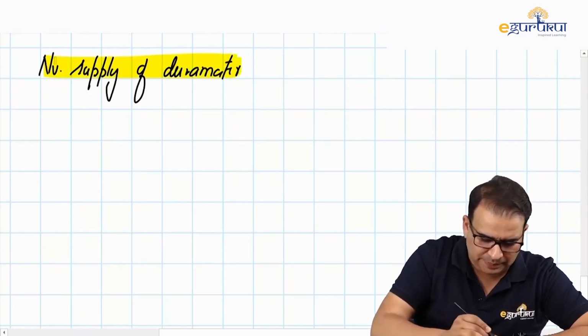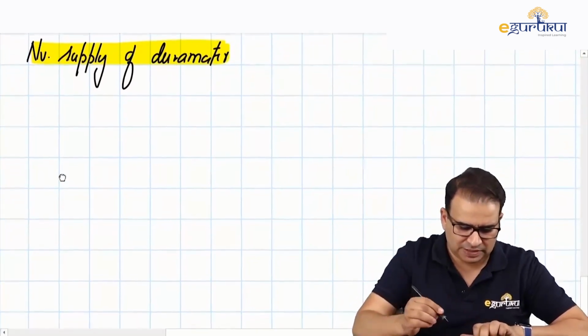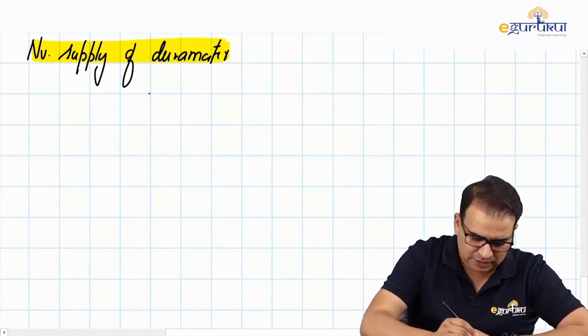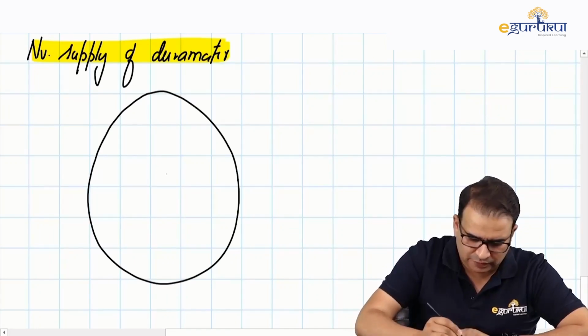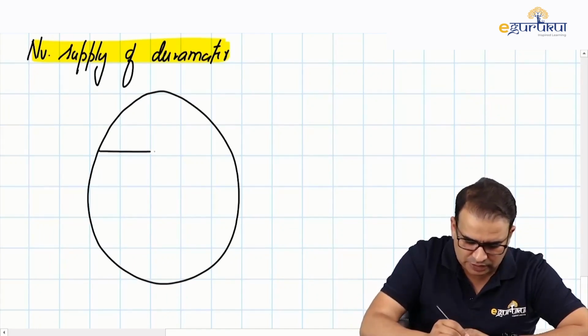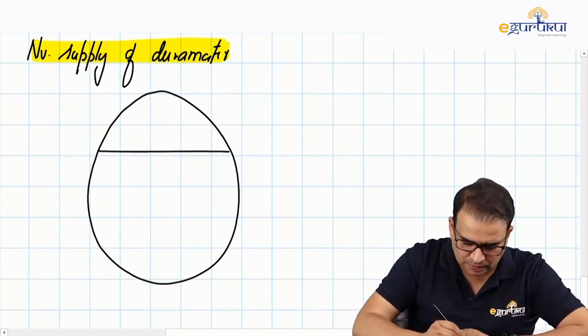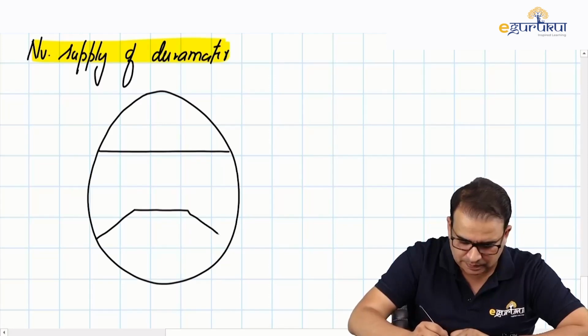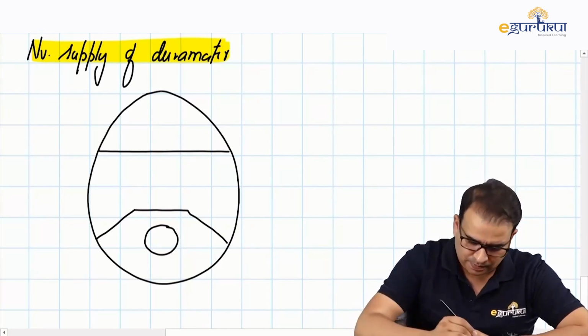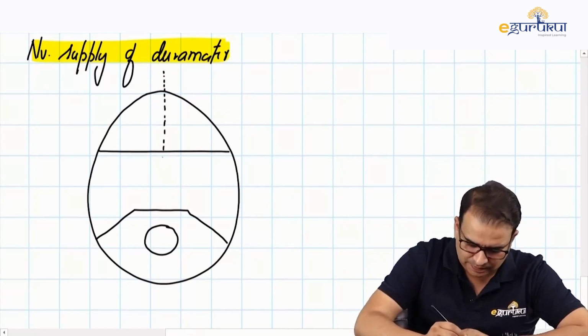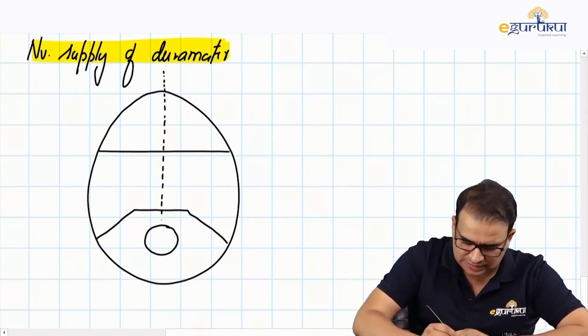Again, to keep it simple, let's draw a very schematic picture here. These are the three cranial fossae. Let's say the anterior cranial fossa, here we go. The middle and the posterior cranial fossa. And let's say this is the foramen magnum. Let's consider this as the midline so that we can discuss it on one side.